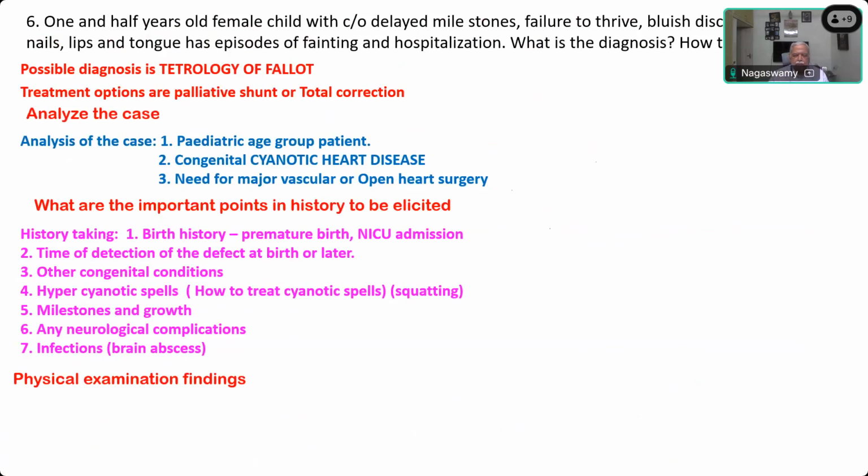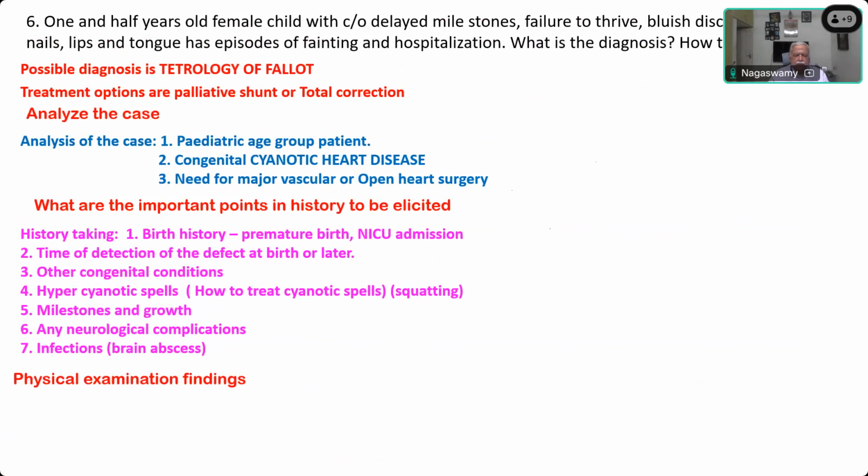Okay, but what happens exactly in clubbing? Chronic hypoxia leading to increased capillary blood flow, increased nutrition, increased tissue proliferation. Okay, that is the pathophysiology you are describing. But what exactly happens? How do you identify that? Loss of angle. Lovibond angle.